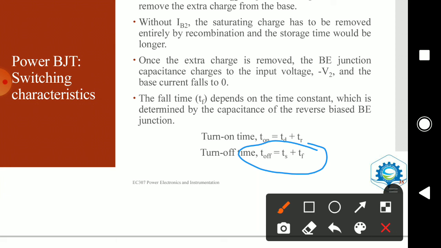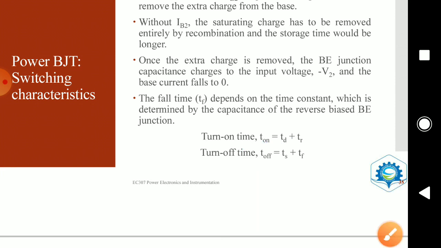The storage time is the time required to remove the stored charges from the particular transistor, and the fall time is the time required for the collector current to go from 90% of the maximum value to 10% of the maximum value, or it is the time required for the base current to go from the minimum, that is minus IB2, to the 0 value.